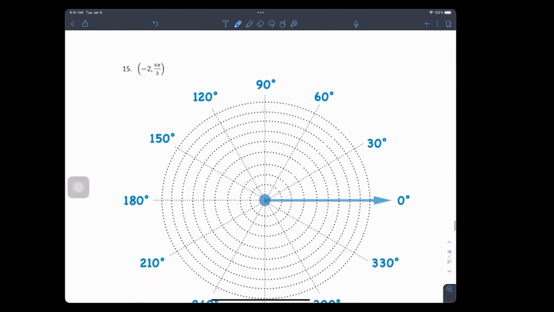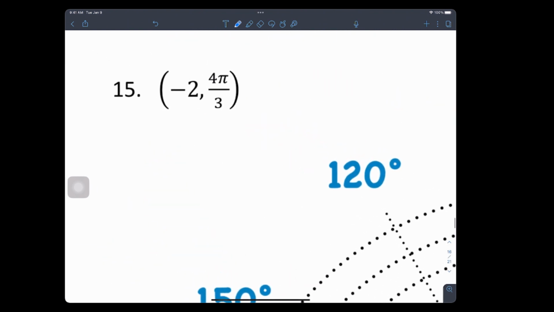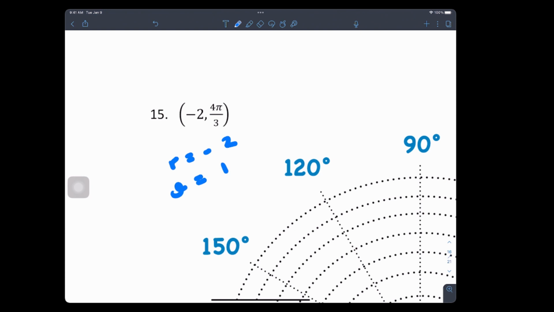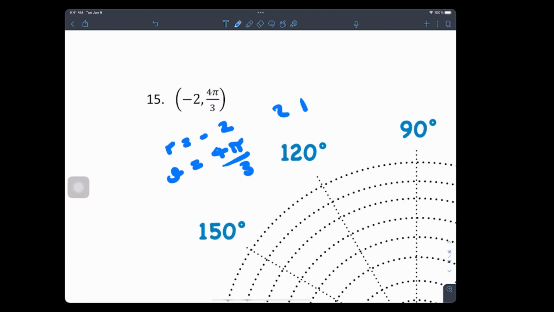Okay, so how would this look here? -2, your radius value is what? -2. Your angle theta will be 4 pi over 3. So what's pi over 3? Do you guys know? Isn't that 60? So what's 4 times 60? Is that 240? You have a negative radius.